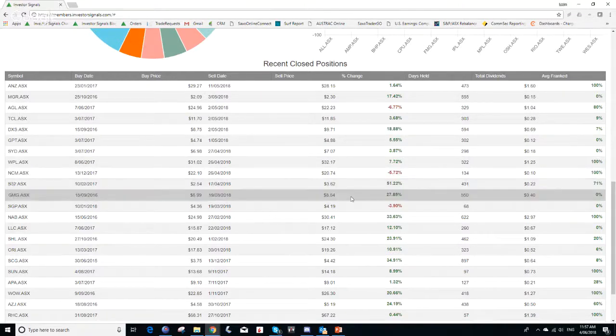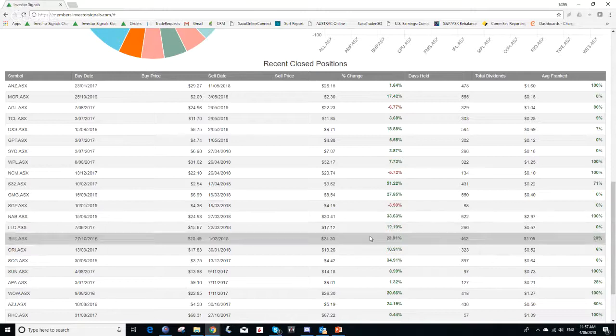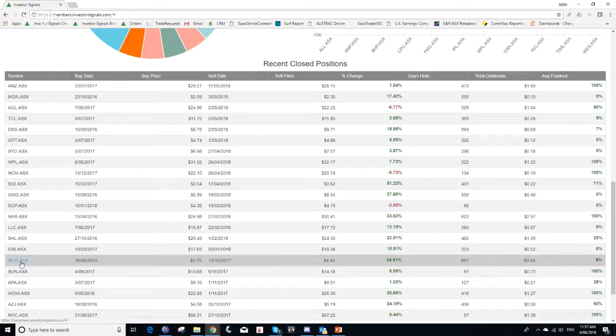So S32. We covered Goodman Group, which was not in the top 20. That delivered 27% return. Lendlease 12%. Sonic 23%. SCG, which is Centre Group, delivered 34% return.